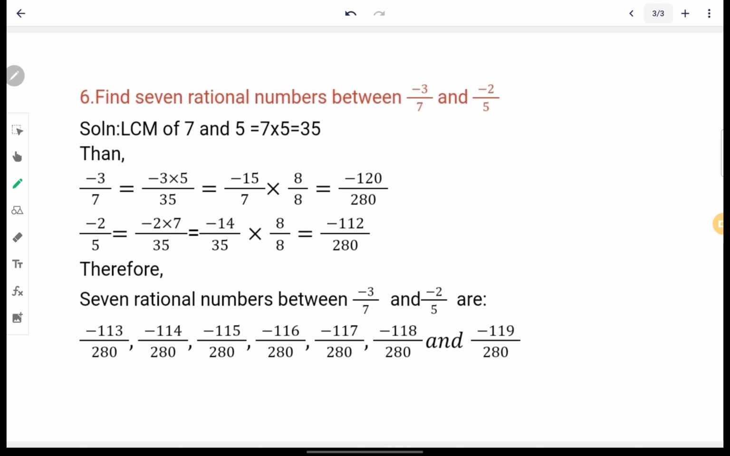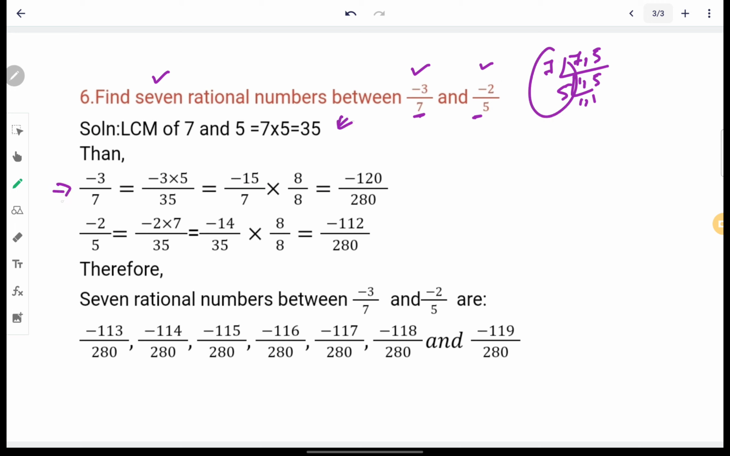Let's do one more. So the question is once again asking us to find 7 rational numbers, right? So first things first, the two rational numbers are minus 3 by 7 and minus 2 by 5. Now have a look at the denominators again. They are not the same, right? Which means that I have to find the LCM, right? So 7 and 5. 7 one time, 5 one time. So obviously my LCM will be 35, right?